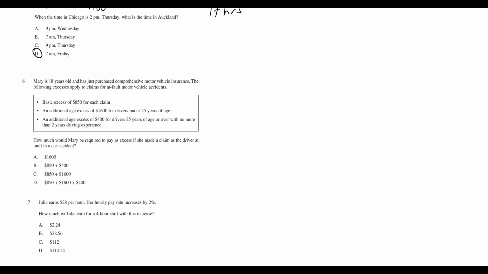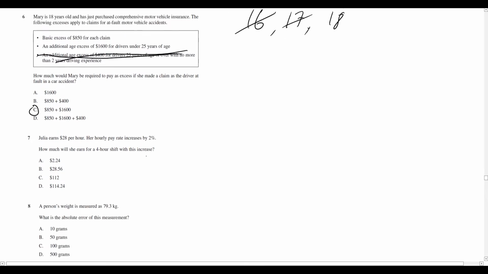Okay, so she's 18, so what we're assuming there is that she's been driving since she was 16, so that means she's been driving from 16, 17, and now she's 18. So we can see that she's already got more than 2 years of driving experience. So we can go ahead and cross out that last option there, because that will not have any reason to be included here. So what else do we know? So basic excess of 850, that must be included, an additional age excess of 1600 for drivers under the age of 25. So yeah, it's going to be option C, because it's going to be both of those combined.